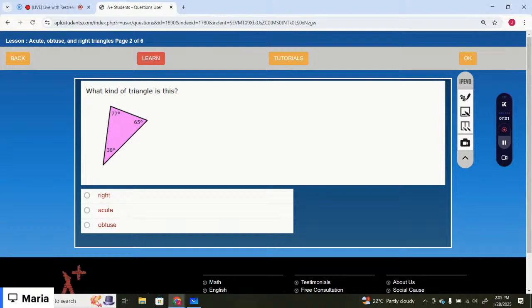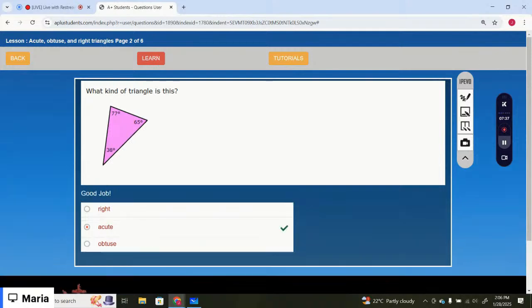What kind of triangle is this? 77 degrees, 65 degrees, and 38 degrees. All the angles are less than 90 degrees, right? So that is the acute triangle. If all the angles in a triangle measure less than 90 degrees, that means that is an acute triangle.